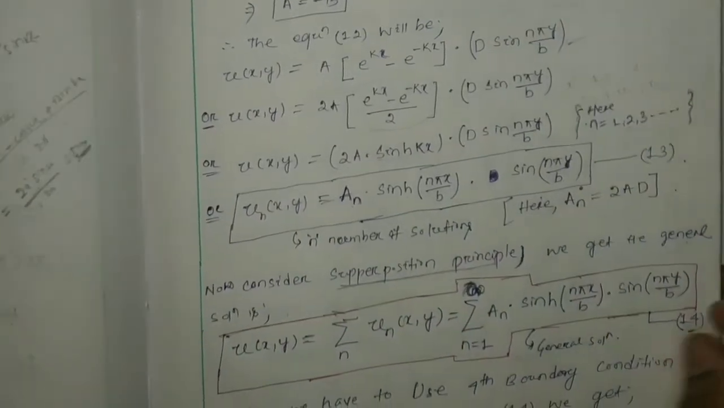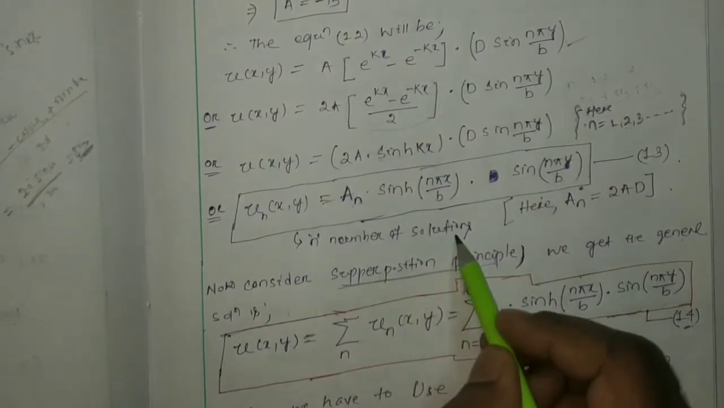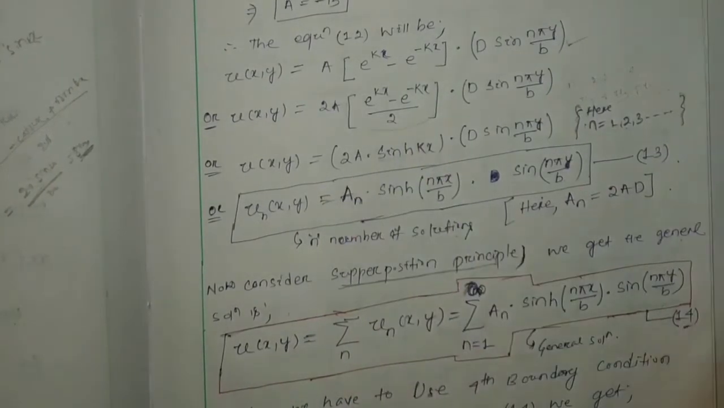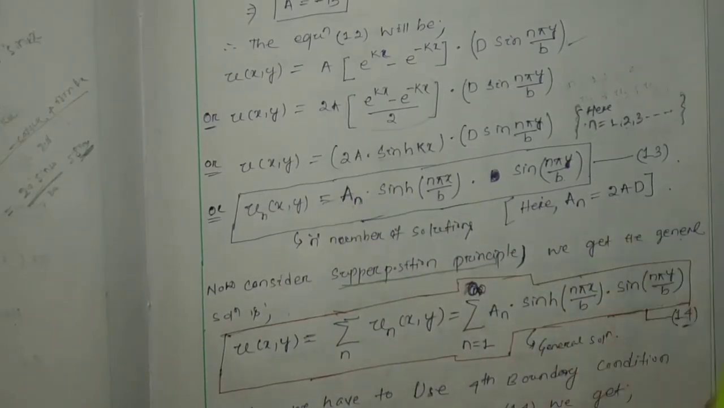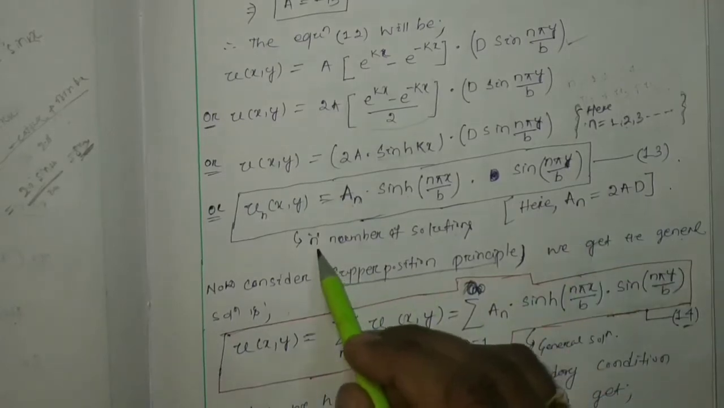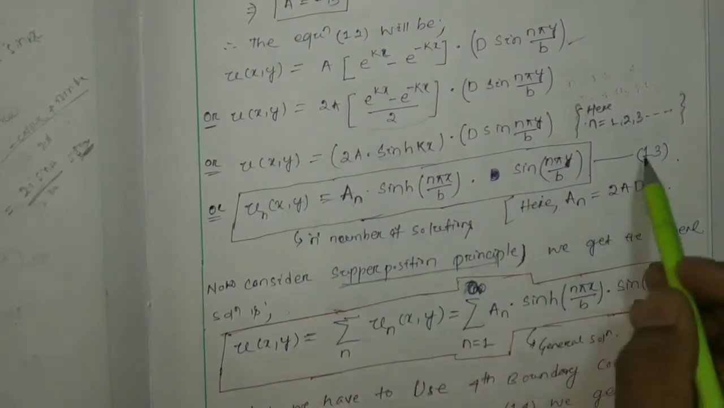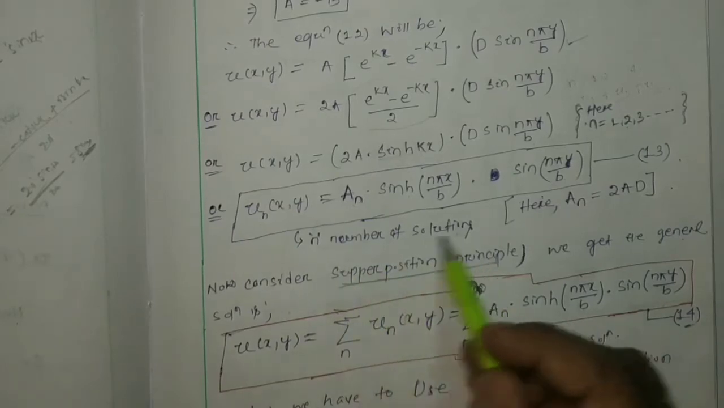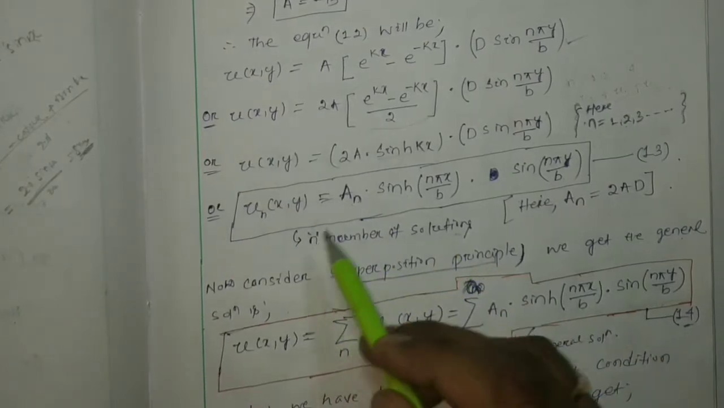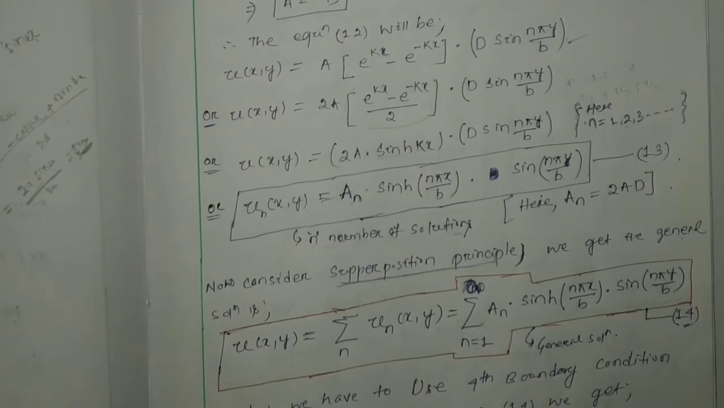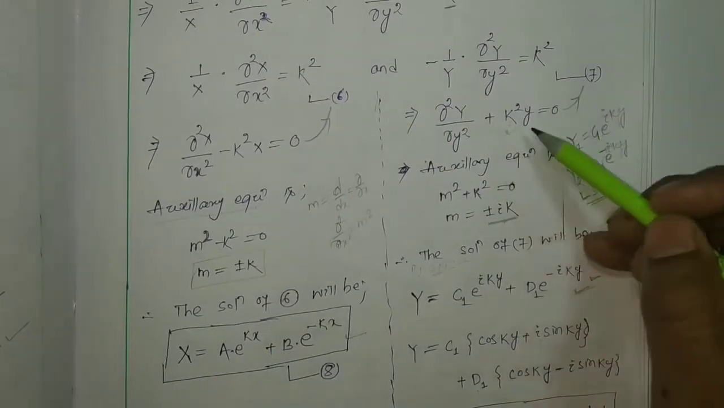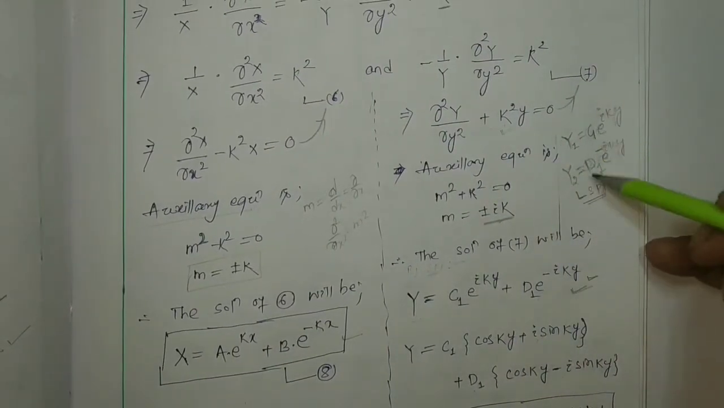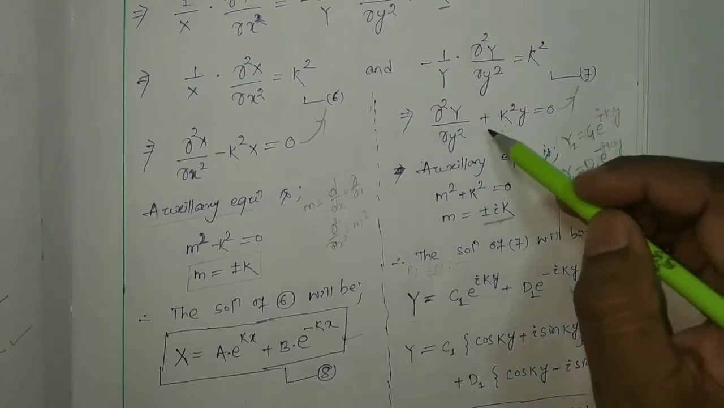Now here there are n number of solutions. You can see that a_n is considered as 2a into d; a_n is nothing but 2a into d. So from this equation 13 you can find n number of solutions. For each n value you can find one solution. But according to the superposition principle, whatever we have discussed here, if one differential equation has two solutions, then the linear combination of these two solutions will be the solution of this differential equation.